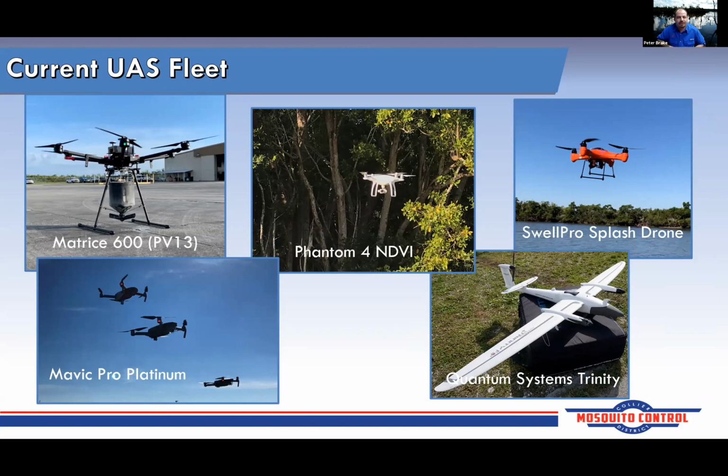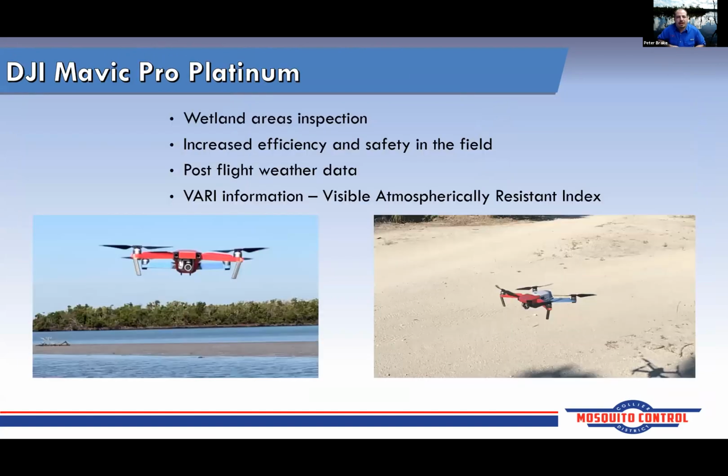Our drone program is designed for areas between 5 and 50 acres. Manned helicopters can treat areas over 50 acres easily, and below 5 acres, we use our ground-based platforms. The Mavic Pro Platinum is the main workhorse of the district, doing most of the mapping, habitat inspection, and leading to an increase in efficiency in the field.